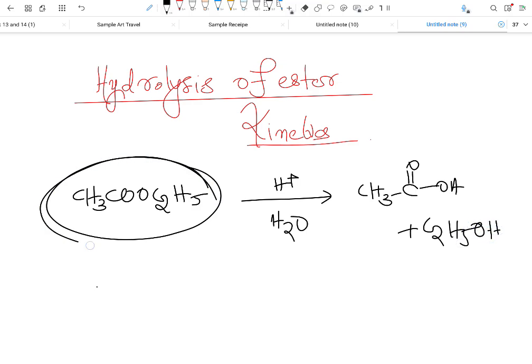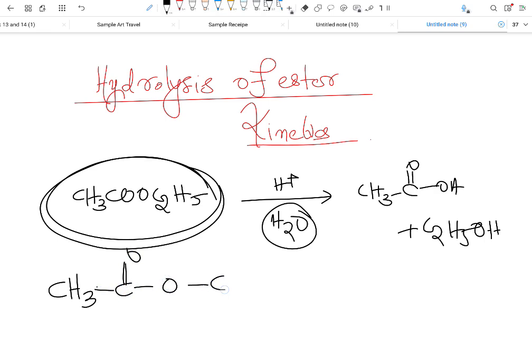So I hope you already know what hydrolysis of ester is. Using water, we are breaking the bond of the ester into its acid. For example, with C2H5, we will break the bond and we will get the acid and the respective alcohol.